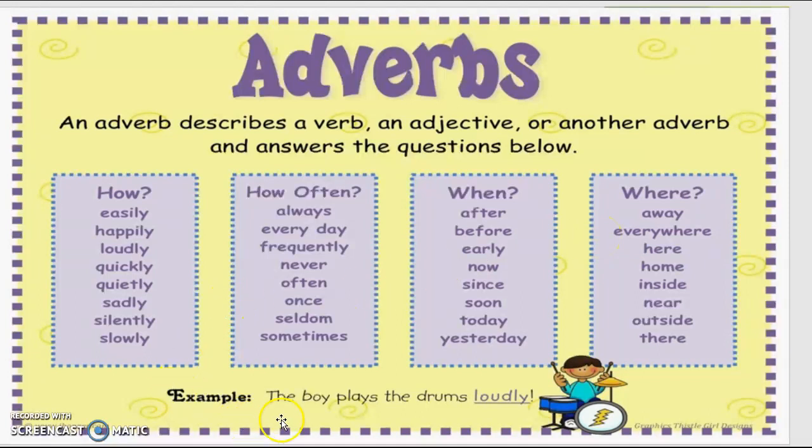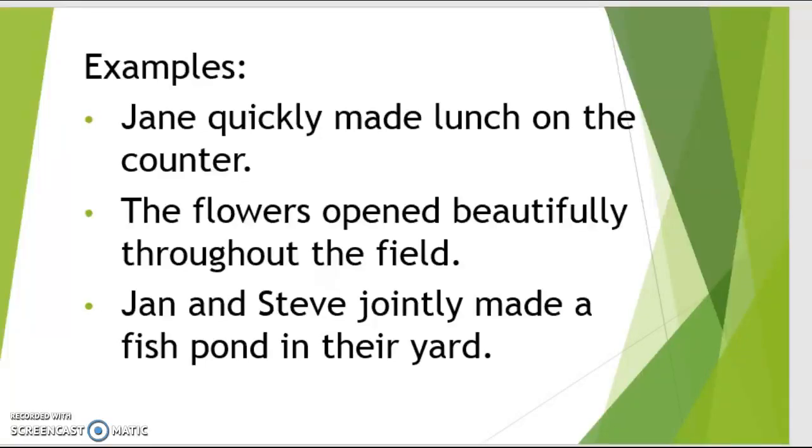Here's an example. The boy plays the drums loudly. They have loudly underlined, and that would be your adverb in that example. Here are some more examples. In example number 1, Jane quickly made lunch on the counter. Made is going to be your verb in this one, and then quickly is your adverb, and Jane is your subject. Lunch on the counter would be your prepositional phrase. So quickly is going to be your adverb in this one. It would not be listed as the definition for the verb.